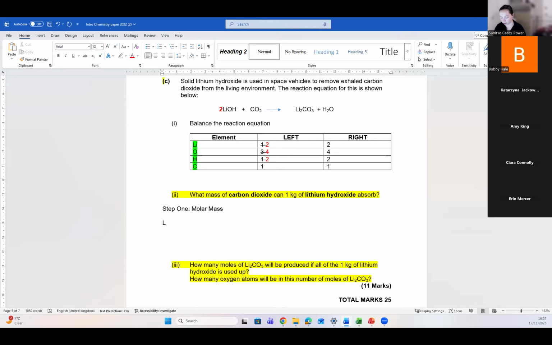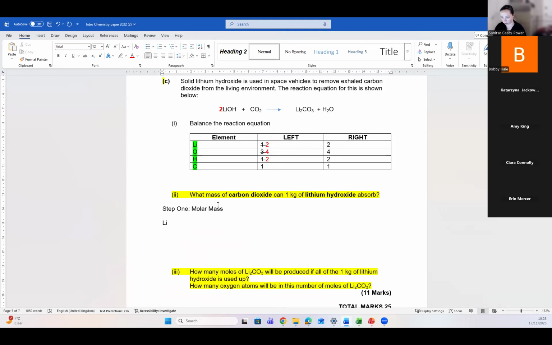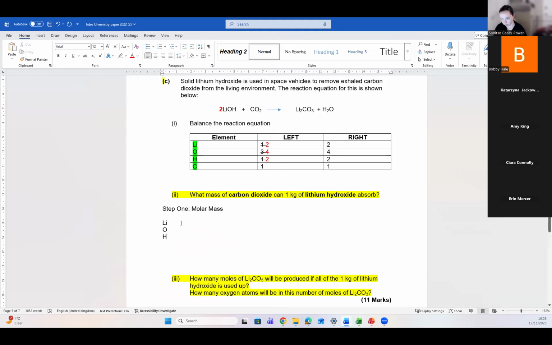So I'll work it out for lithium hydroxide first. For lithium hydroxide, we have lithium, oxygen, and hydrogen. Lithium then, sorry, just looking for my periodic table. 7, isn't it? Yeah, perfect. Thank you very much. That's 7 grams per mole. Oxygen, as we've had already, is 16 grams per mole. And hydrogen is 1 gram per mole.